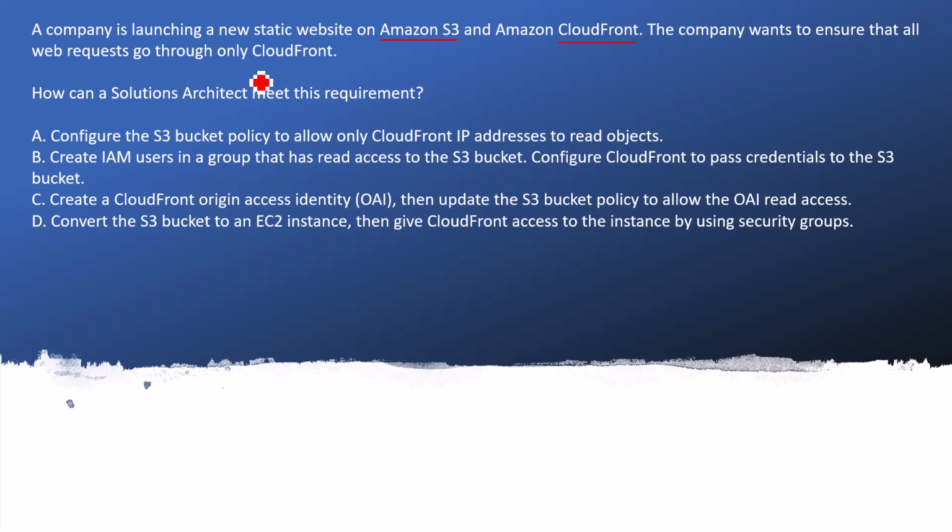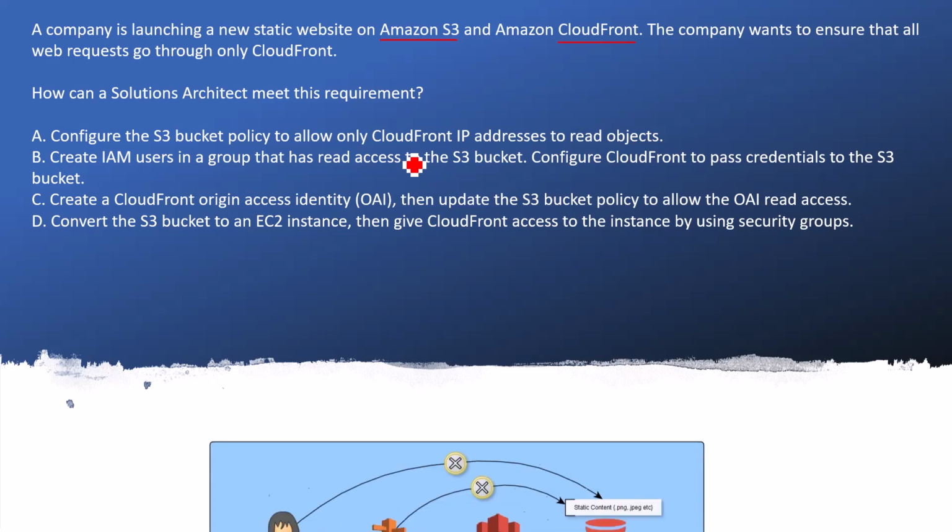The company wants to ensure that all web requests go through only CloudFront. So users should not access directly by the domain name of Amazon S3. It should go via CloudFront only. How can a solution architect meet this requirement? Option A: configure the S3 bucket policy to allow only CloudFront IP addresses to read objects.